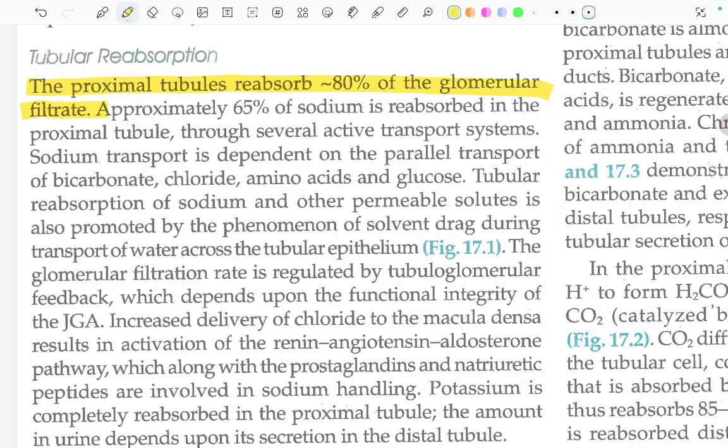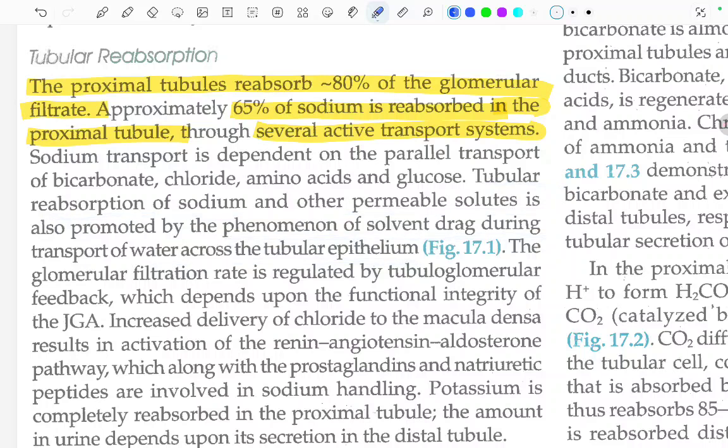Approximately 65% of the sodium is reabsorbed in the proximal tubule through several active transport systems. Sodium transport is dependent on the parallel transport of bicarbonate, chloride, amino acids, and glucose. Tubular reabsorption of the sodium and other permeable solutes is also promoted by the phenomenon of solvent drag during the transport of water across the tubular epithelium.